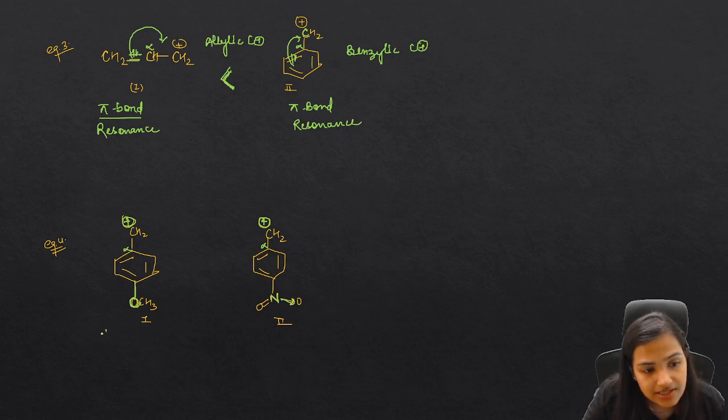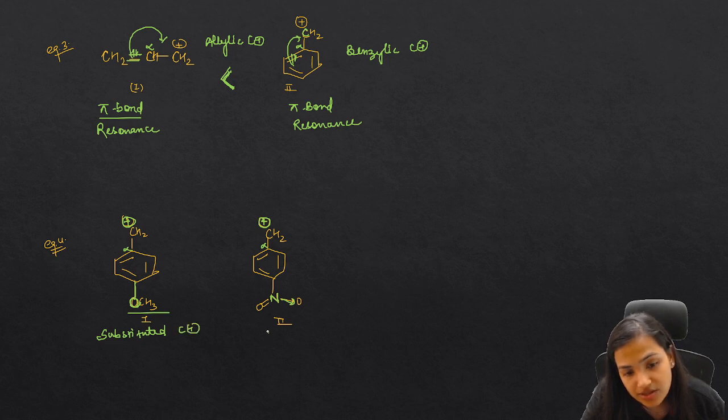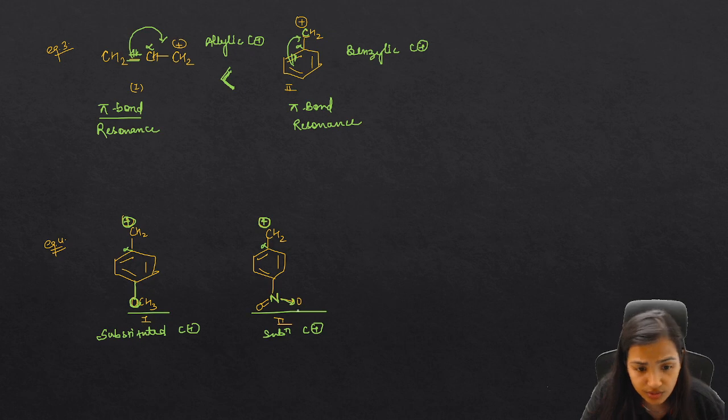So ultimately we can say that these are the substituted carbocations. This is an OCH3 group substituted, and this is also a substituted carbocation. There we have an NO2 group. So what type of substitution do we have?